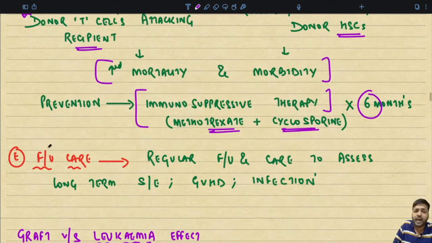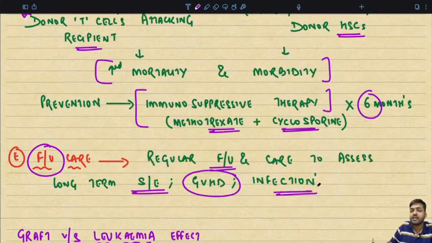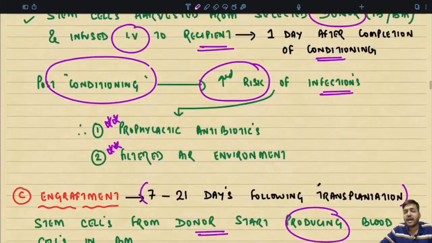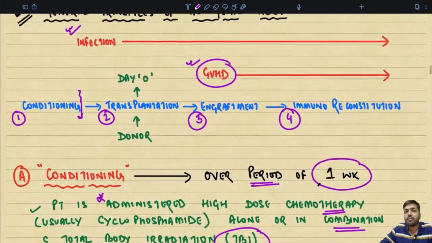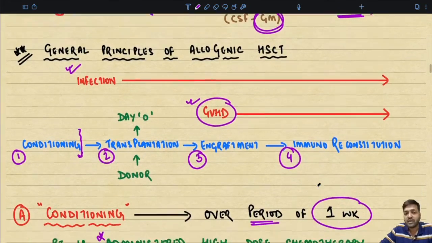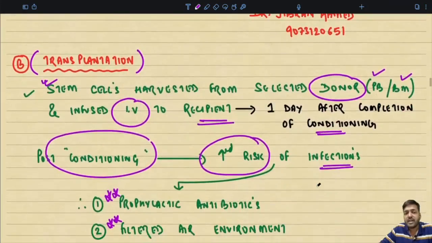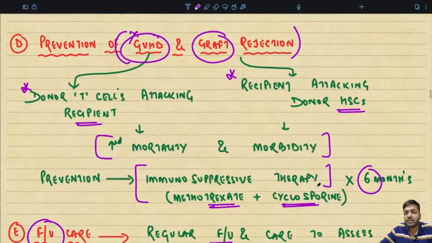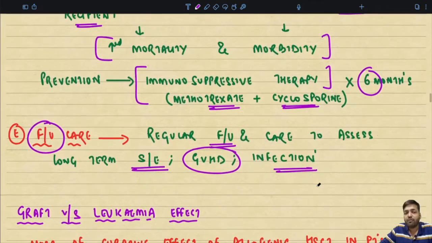Then follow-up care is very important. Regular follow-up and care is needed to assess any long-term side effects, graft versus host disease, or any presence of infection. So these are the basic steps or basic principles of allogenic hematopoietic stem cell transplant: conditioning, transplantation, engraftment, prevention of GVHD and graft rejection, and follow-up care.